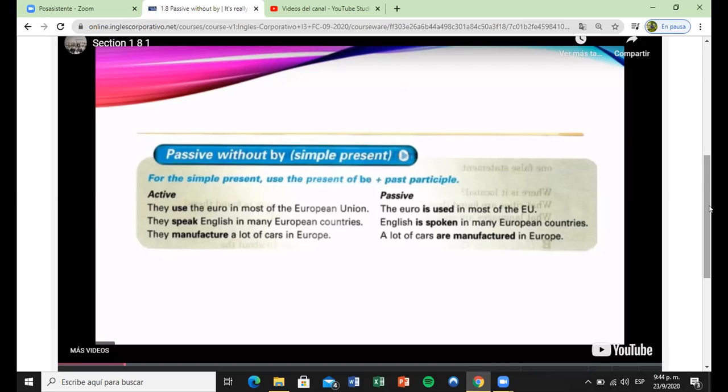Now, what do we have? Well, we can see we use the verb to be and the past participle. This is because the sentence is in present. Because the sentence is in present, the verb to be is in present. If the sentence was in past, then the verb to be would be in past. Does that make sense?